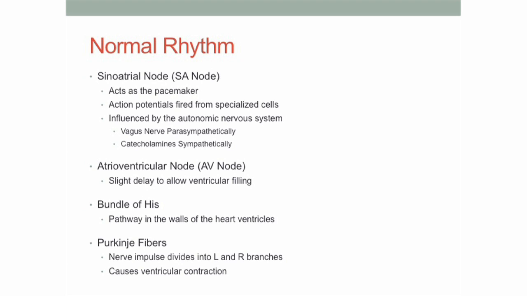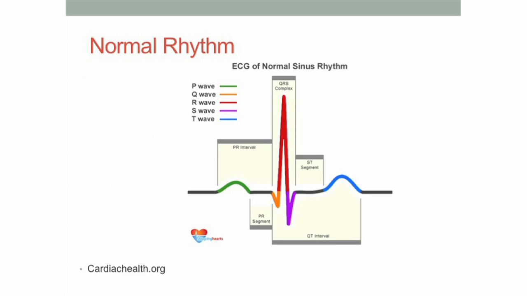Next, the signal goes through the bundle of His. This is the pathway in the walls of the heart of the ventricles, and from there it goes to the Purkinje fibers, which the nerve impulse divides into left and right branches and causes ventricular contraction. This is a picture of the normal rhythm.